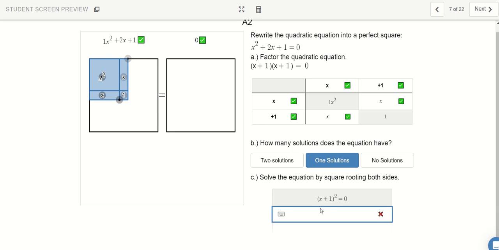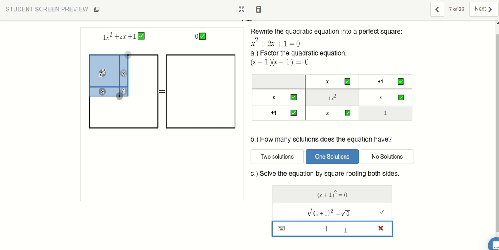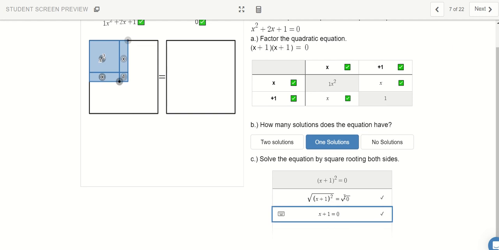If I square root both sides, these are going to cancel out, which is why I only have x plus 1. And square root 0 doesn't have 2 versions, it's only equal to 0. So again, it doesn't have a positive or negative version, it's just going to be 0. So minus 1 on both sides, x equals -1, and that's going to be our only answer.